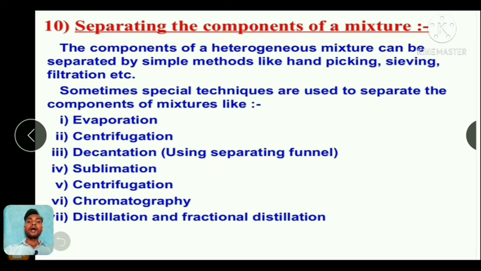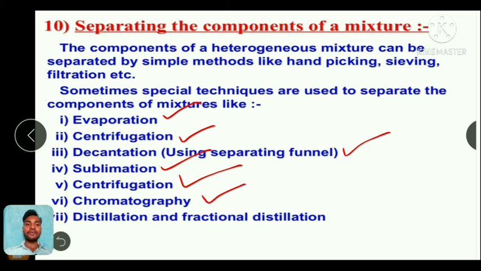In case of mixtures, there are some techniques used to separate them completely from each other. The first and the most important is evaporation, and we will discuss this complete process in detail. Then centrifugation and decantation, then sublimation, then chromatography, and distillation and fractional distillation. Some are listed twice, so don't worry, we will discuss them one time only.